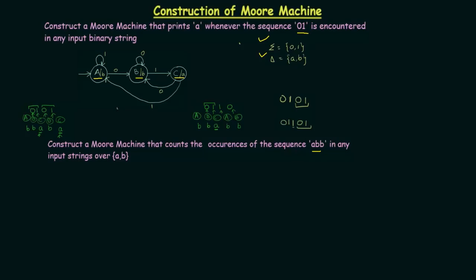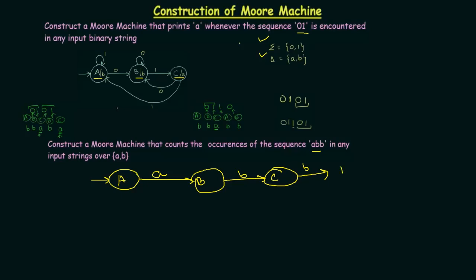Okay, so let's start. So let's say that this is my initial state. If I apply A on this, it is going to, let's say, B state. Whenever I apply small b, it is going to C state. Whenever I apply another b, it is going to D state. Okay. Now what is going to happen if I apply the other symbols on this particular one?